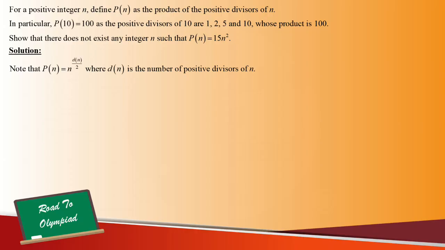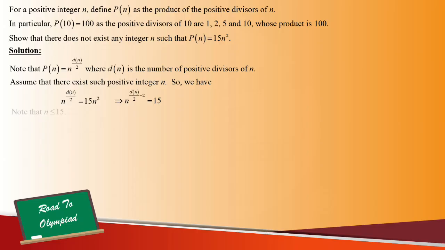With this result, we can turn the equation into some nice calculations. We assume to the contrary that there exists positive integer n such that Pn is equal to 15n squared. With the Pn we obtained just now, we have n to the power of dn over 2 is equal to 15n squared, which can be simplified into n to the power of dn over 2 minus 2 is equal to 15. This tells us one very important piece of information. n is at most 15.